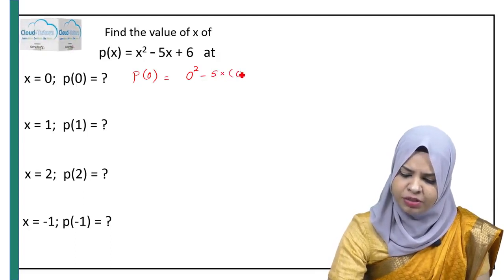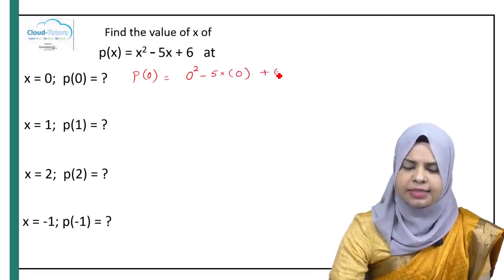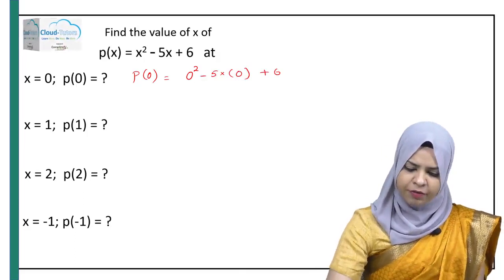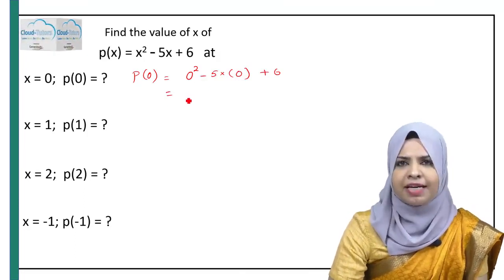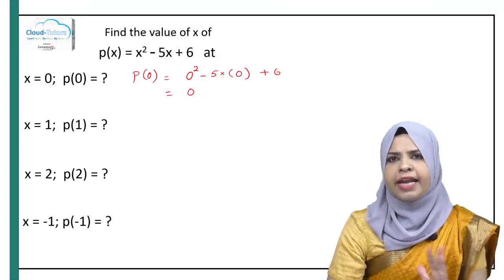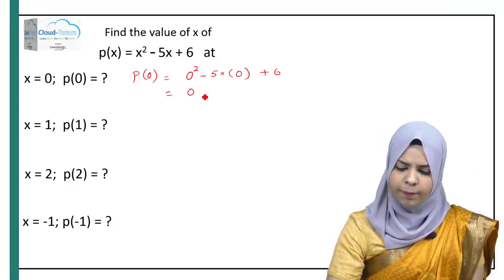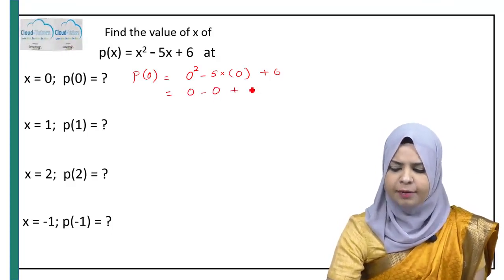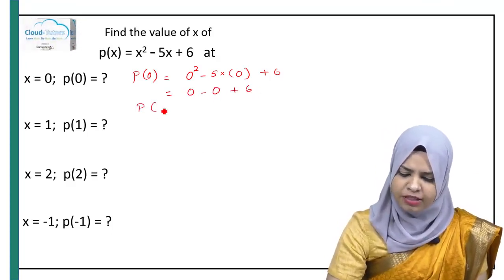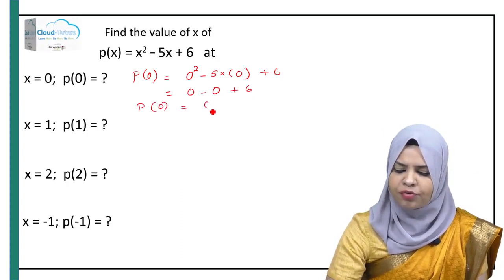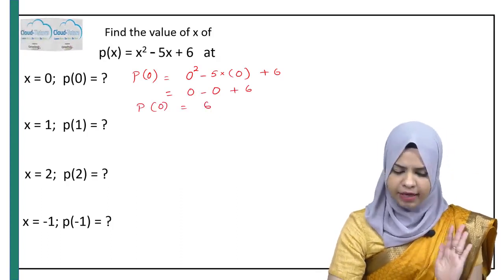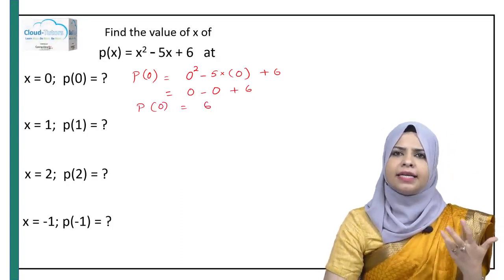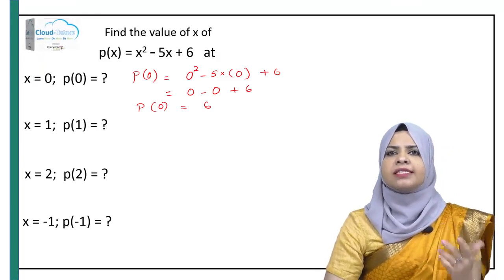Here 5 into 0 plus 6. Alright. So how do we simplify this? 0 square is 0. Anything multiplied to 0 is also 0, and plus 6. So P of 0 gives me the value of plus 6. Okay. Now let's take another example where the value of x is 1.